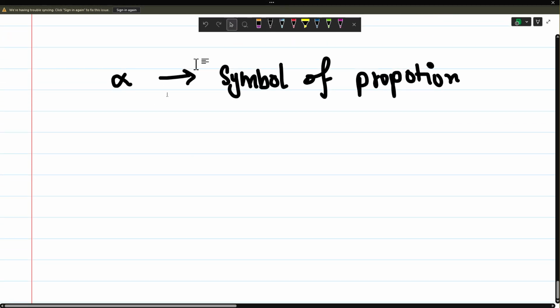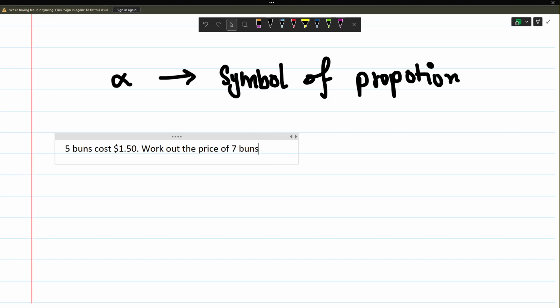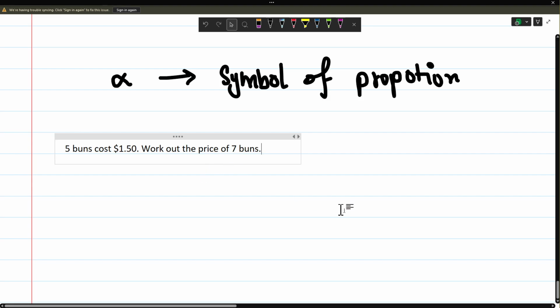Now let me first write down a question, and then we are going to solve it, so that you know how to go about direct proportion questions. The question is 5 buns cost $1.50. Work out the price of 7 buns. Right, so this is your question.